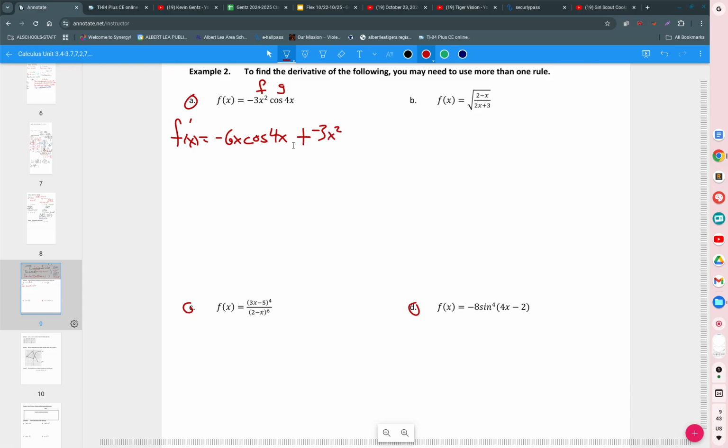I'm going to use my little trick. What's the derivative of the inside? 4. Times what's the derivative of the outside? Negative sine, so that's going to change it to a positive sine of 4x. So I have negative 6x cosine of 4x, plus 12x squared sine of 4x.